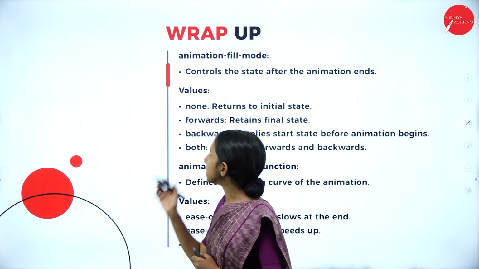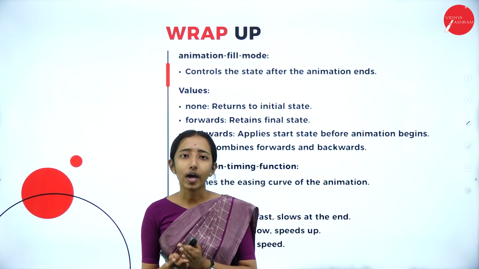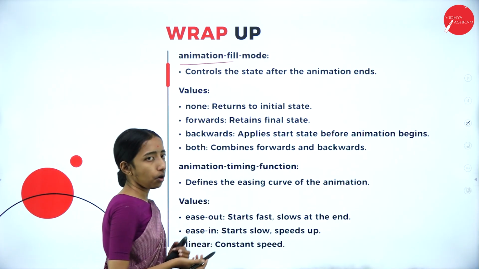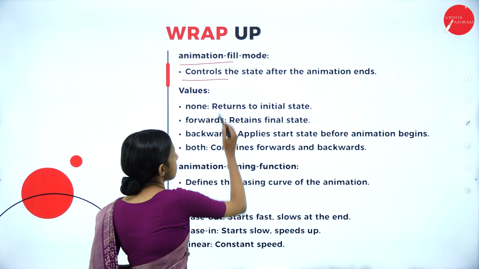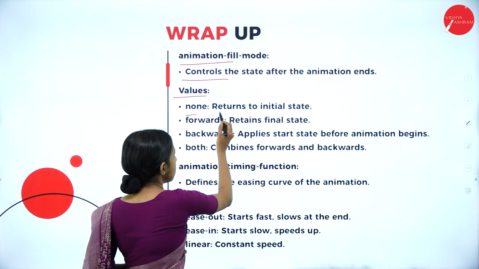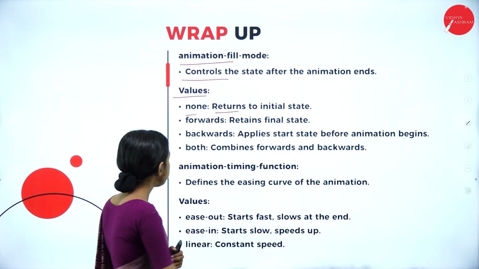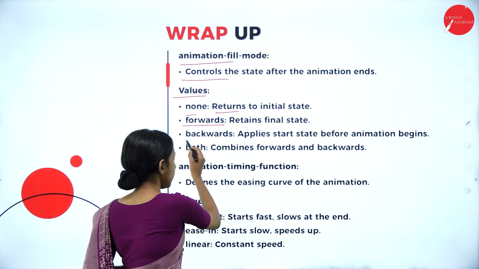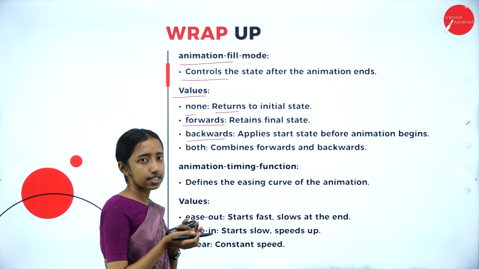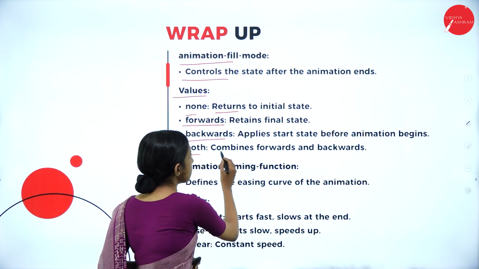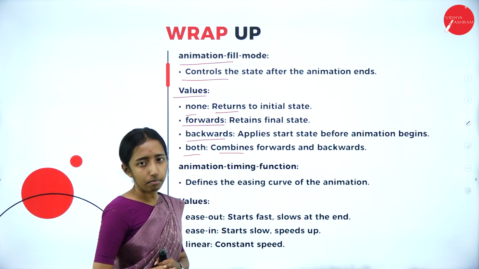So at the last, the wrap up, what we have learned. The animation fill mode controls the state after the animation ends, and the values are: none, meaning it returns to the initial state; forwards, meaning it retains the final state; backwards, meaning it applies the start state before the animation begins; and both, combining forwards and backwards.